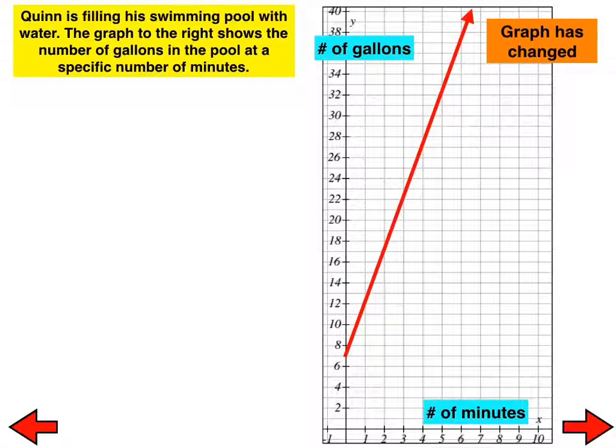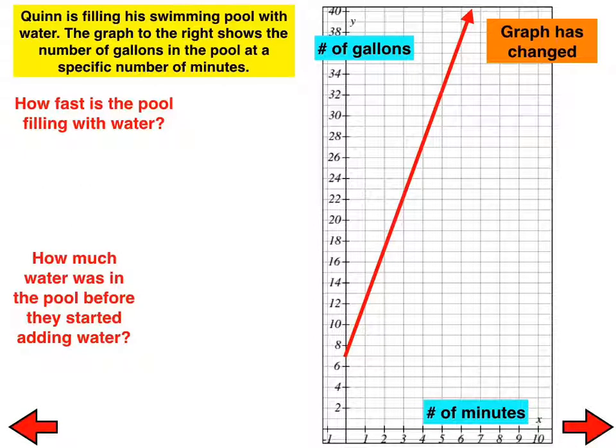So, same kind of context. Quinn is filling his swimming pool with water. The graph to the right still shows the number of gallons in the pool at a specific number of minutes, but I changed the graph. So go ahead and answer both questions based on the change in that graph. So we are asked for 2 things. Number 1 is how fast is the water filling in the pool? And then how much water was in the pool before they started adding water?